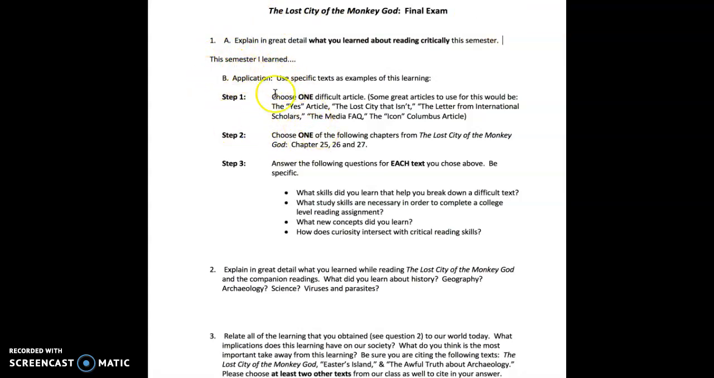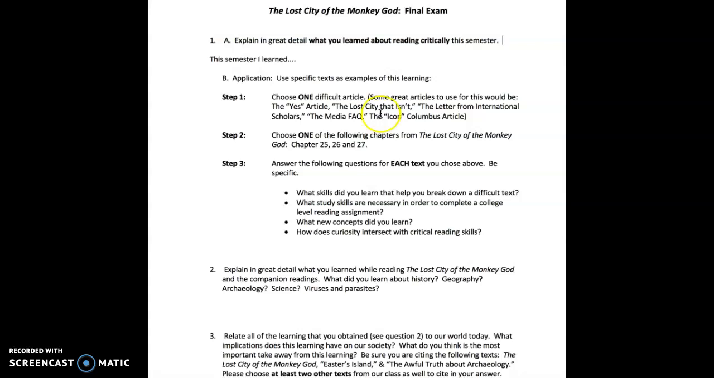Then there is a B to number 1 as well. So number 1, you're talking about what you learned about reading critically. That's the big deal in number 1. So the application part of this is that you are going to use specific texts as examples of this learning, which is about reading critically. Okay? So you're going to choose one article, and I gave you some examples that would be great articles for you to choose. You don't have to choose these, but you can. Okay?